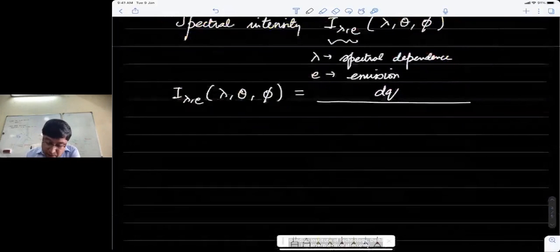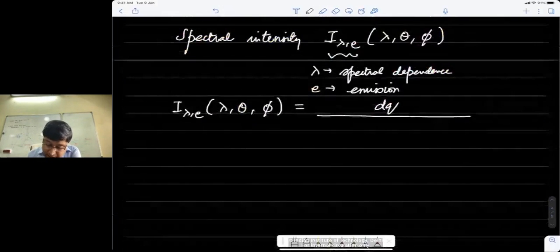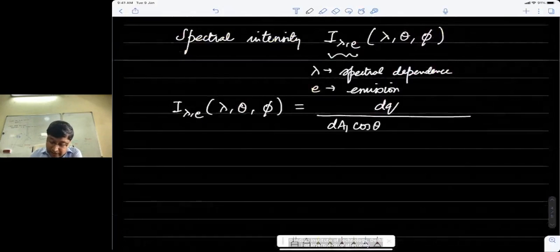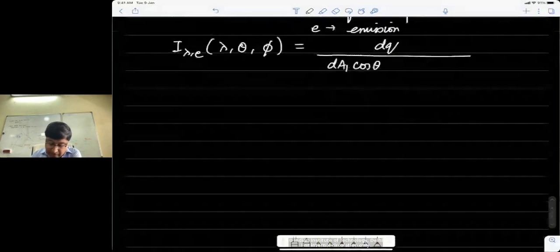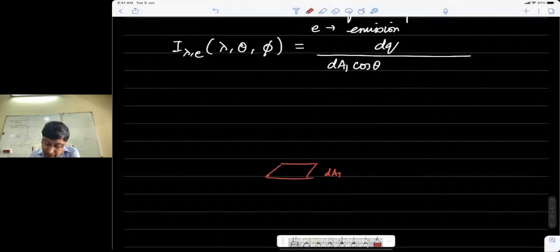So the intensity is defined in terms of the amount of radiation energy passing through that point versus the projected area, which is going to be dA1 cosine theta. And let me also show why it's dA1 cosine theta. So say we have this area again, dA1, and I'm looking from some direction, let's say the normal vector is here, and we are looking as an observer from there. So this is normal, and this is, let's say, angle theta.